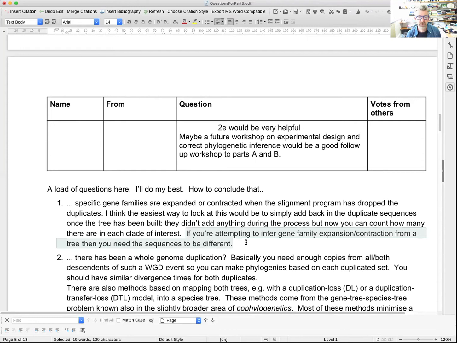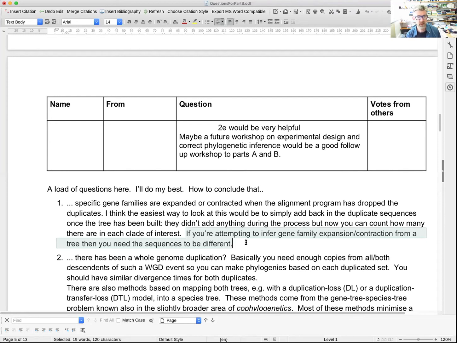And it's worth building the tree on the complete set, including adding back those duplicates if you really need them, and then comparing that to what you think might be going on with the species tree. If you don't have a species tree, then what you're looking for in the gene tree or gene family tree are repeated patterns of divergence.